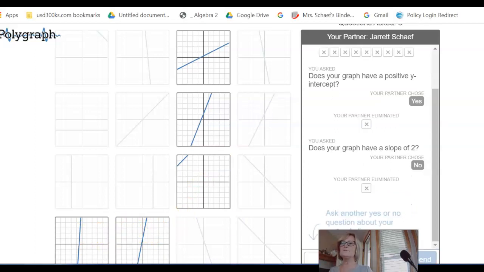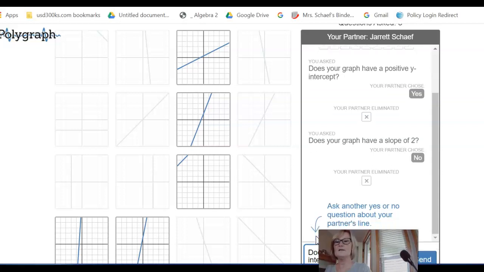So you can keep doing it. Now I've got to find something that's going to narrow it down, because really what I want to do is be able to have the least amount of questions. So now I'm going to ask him, let's see, what do I want to ask? Does your graph have a y-intercept of 1?